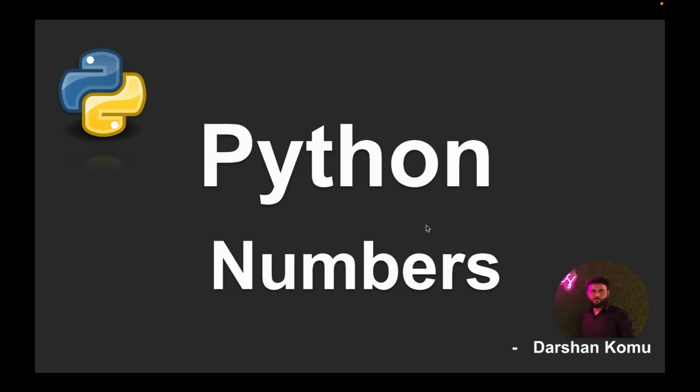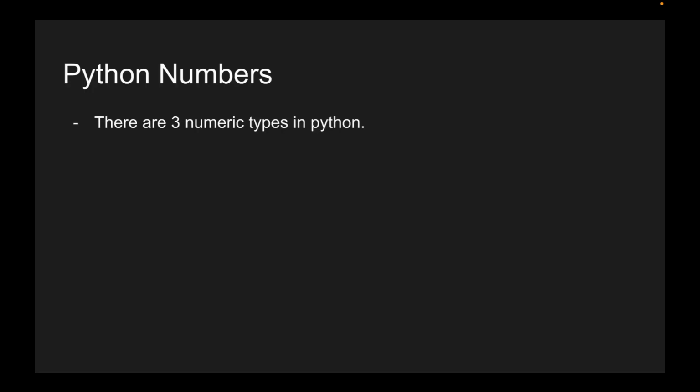Okay, so in this video, let's check out Python numbers. There are three different numeric types in Python. The first one is integer. Here are a few examples of integers, such as 1, which is an integer value, and minus 20 is also an integer value. So the positive number and the negative number come under the integer value.